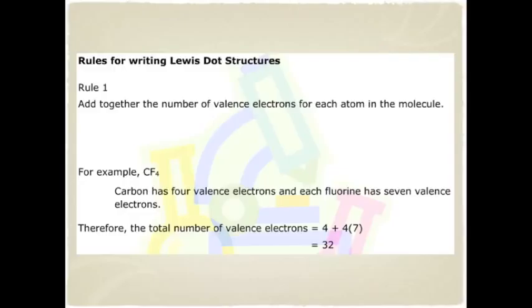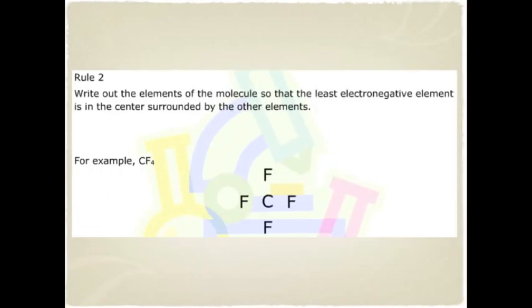Rule 1. Add together the number of valence electrons for each atom in the molecule. For example, CF4. Carbon has 4 valence electrons and each fluorine has 7 valence electrons. Therefore, the total number of valence electrons equals 4 plus 4 times the quantity of 7, which equals 32. Rule 2. Write out the elements of the molecule so that the least electronegative element is in the center, surrounded by the other elements. For example, CF4.